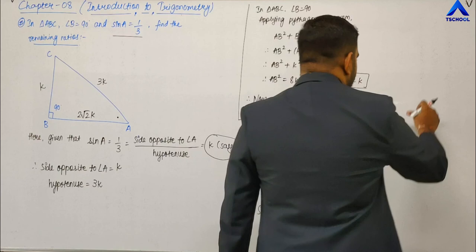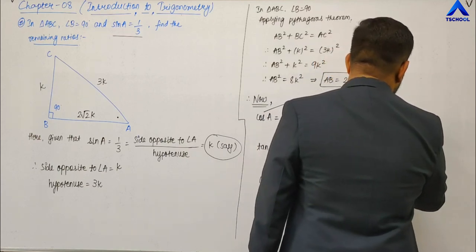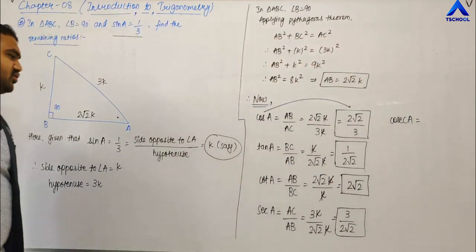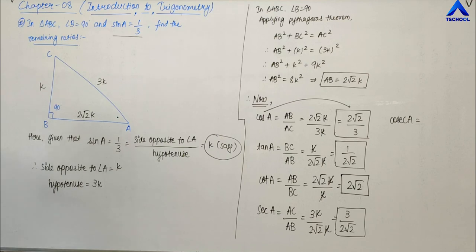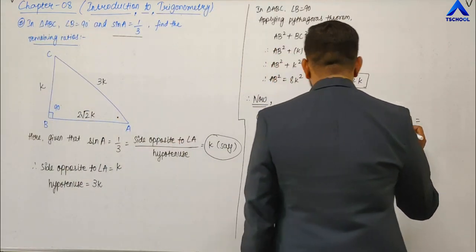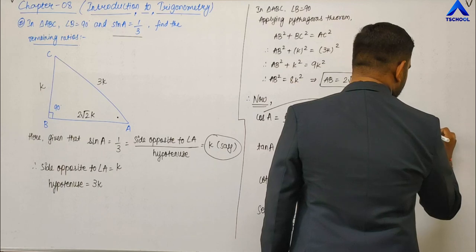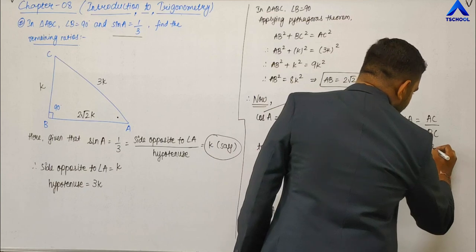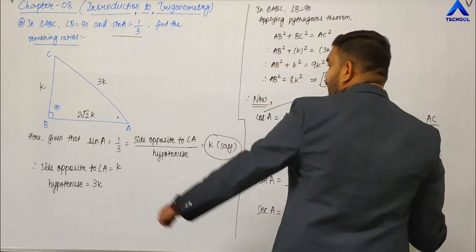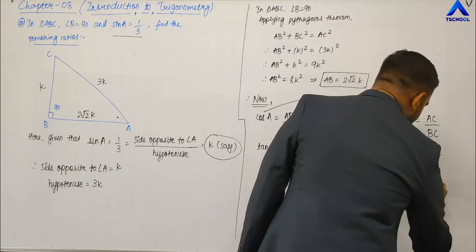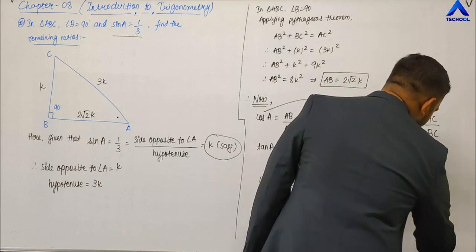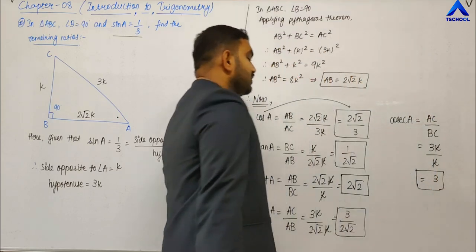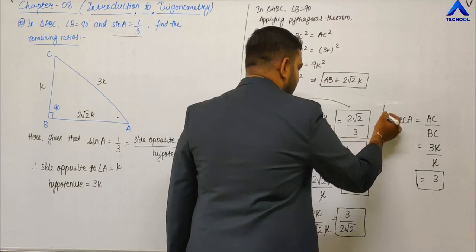And the fifth one, let me write down here, that is cosec A. Cosec A, that is hypotenuse upon side opposite to angle A. So what is hypotenuse here? AC upon the side opposite to angle A, that is BC. What is AC equal to? 3K upon the side opposite to angle A, which is K. K and K are cancelled, that is 3 upon 1, or simply you can write it down like 3. Right? So these are the 6 different ratios.